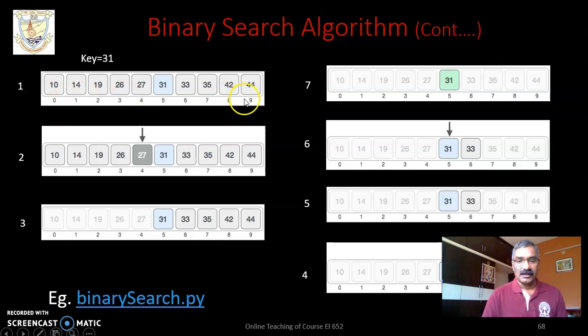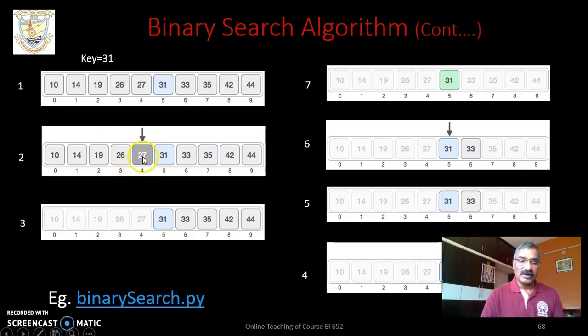Now what is the first step? It will do (0 + 9) / 2 to locate the middle element. That is equal to how much? 4.5. If I do integer division, it is 4. It will go to the middle element which is at index number 4, which is 27. Then this key 31 is compared with 27. Is it equal? No, it is not equal.